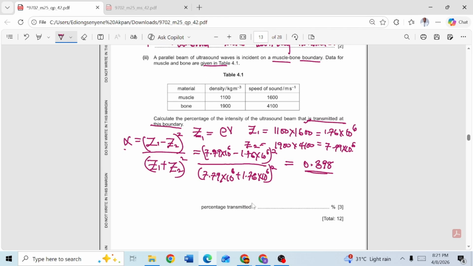We are asked for the transmitted in percentage. For us to get the transmitted in percentage, we will say 1 minus the coefficient of reflected, times 100 over 1. This will simply give us 0.601 times 100 over 1, which is 60%. The answer I will get will be 60%. So this is where I'm going to stop.